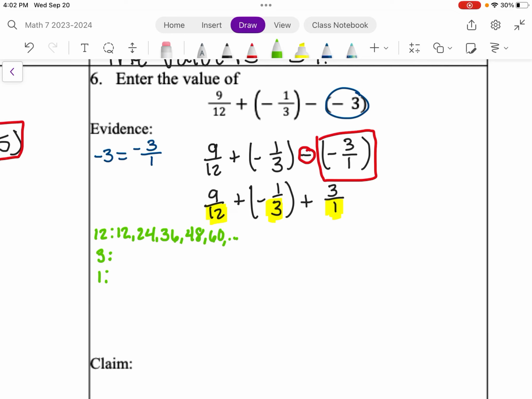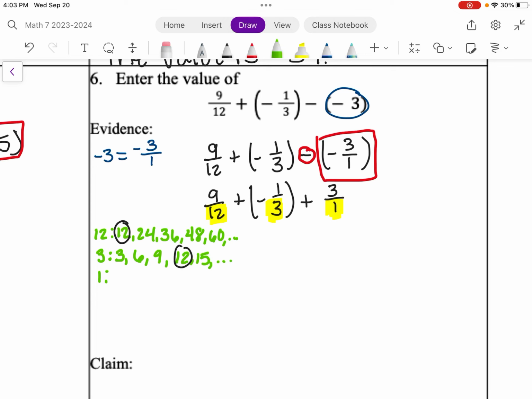So now starting with my 3s, I have 3, 6, 9, 12, 15, and again, I can keep going if I need to, but I see that I already have something in common, which is my 12s. So circling those so far for now.